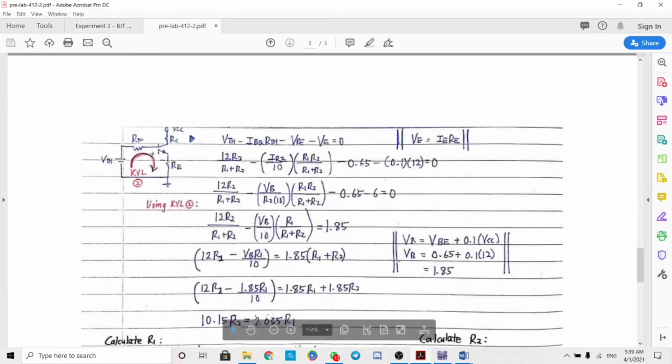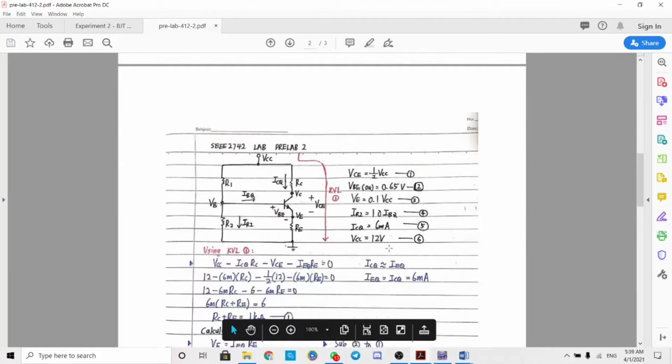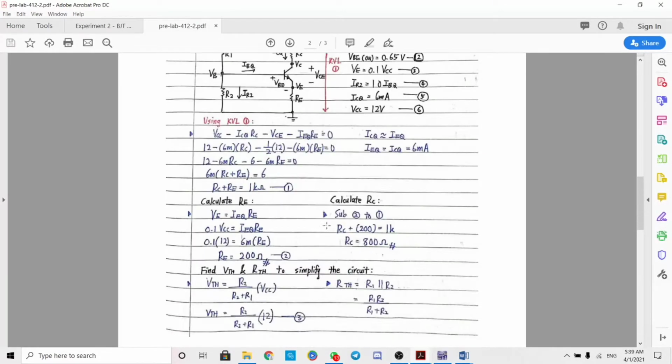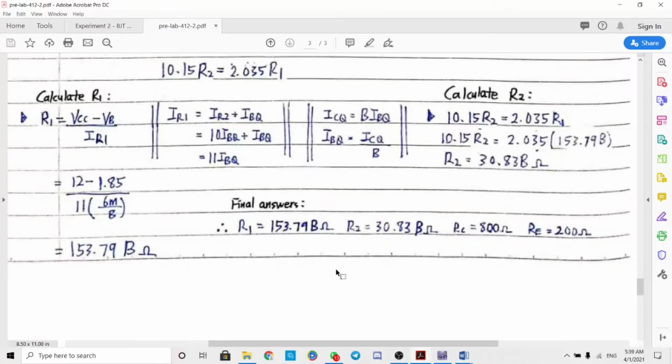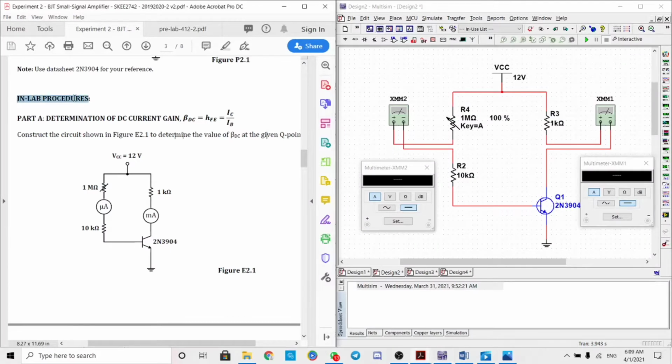So here is our Prelab work, our calculation, and the final answer we get is R1 equal to 153.79 kilo ohm and R2 is 30.83 kilo ohm, RC is 800 ohm and RE is 200 ohm. Next, we can continue to our in-lab procedure.